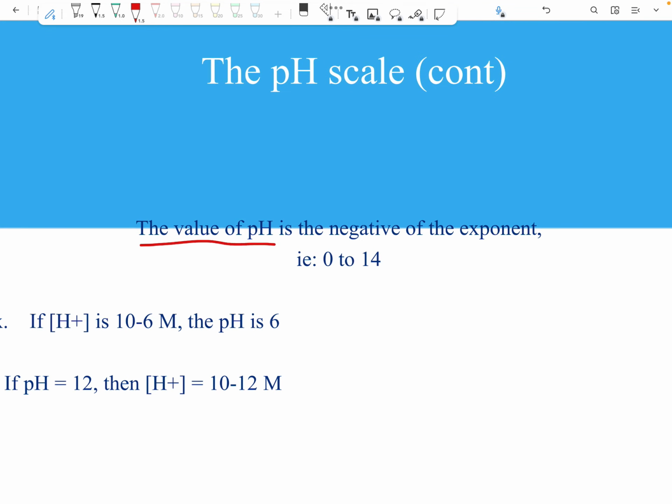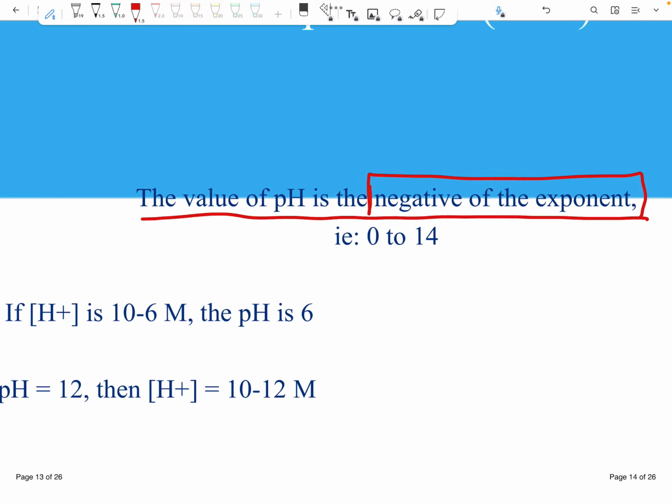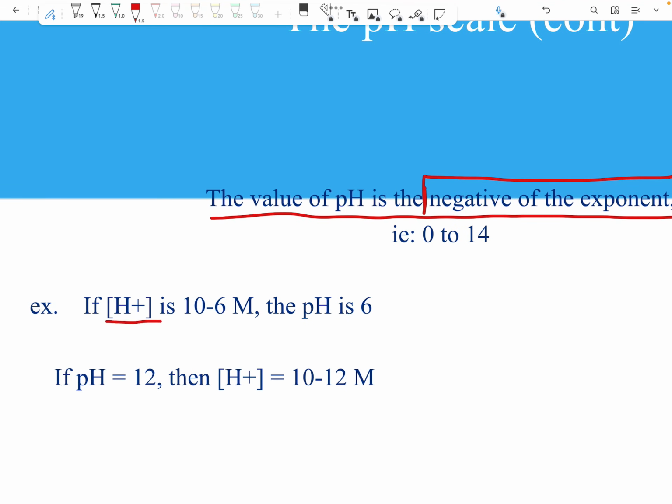The pH of a solution is the negative of the exponent of the concentration of the hydrogen ions. Well, what does that mean? If we have a hydrogen ion concentration of 10 to the minus 6 molar, that is 1 times 10 to the minus 6 molar, then we take the negative of the exponent, and the exponent here is the minus 6. The negative of the negative is going to be 6. The pH will be 6 for that.